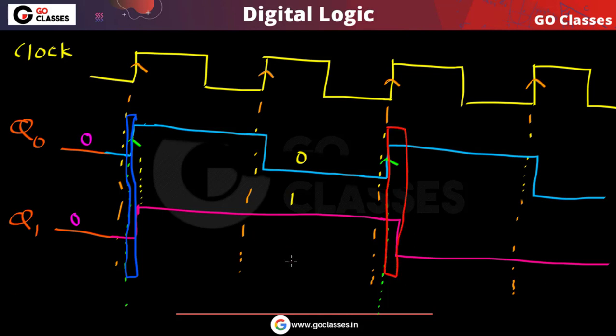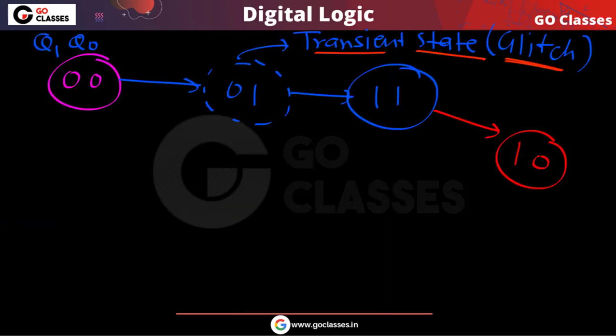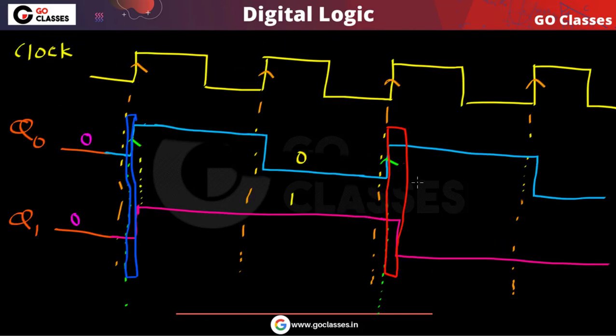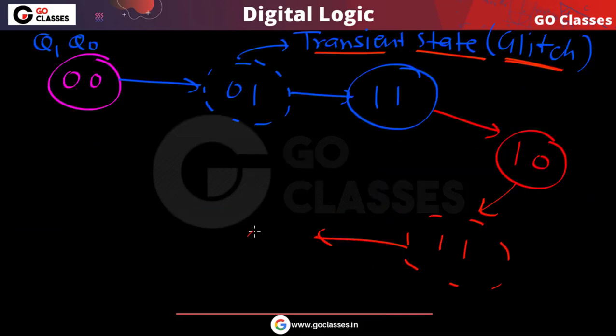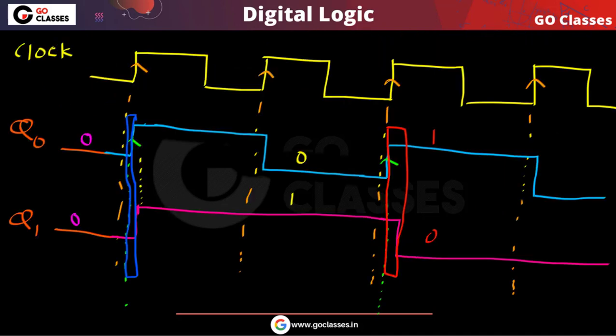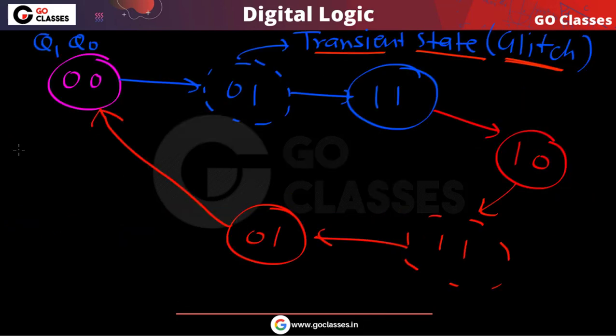Here you can notice that Q0 is 1 and Q1 is also 1. So here actually for a moment both are 1 1, and then you can notice Q0 is 0. So Q0 is 1 and then Q1 is 0. Like this it is happening, and then both are 0 0. So this is the idea. Again, this is a transient state.